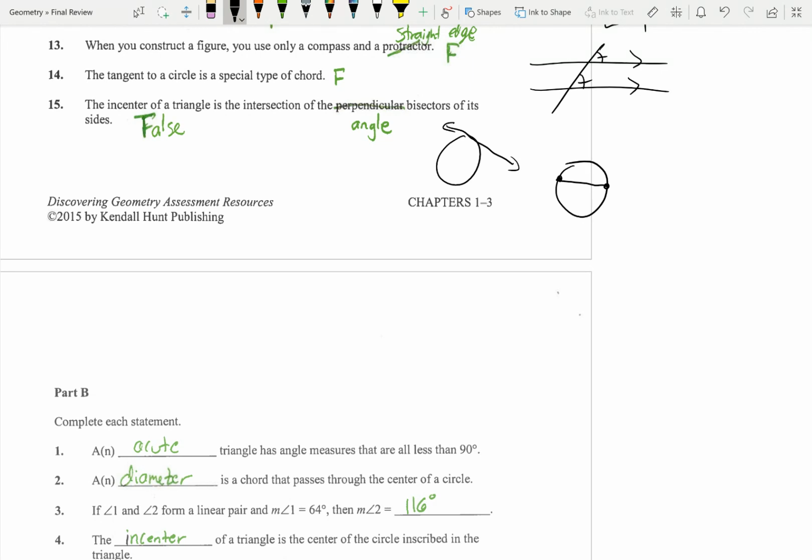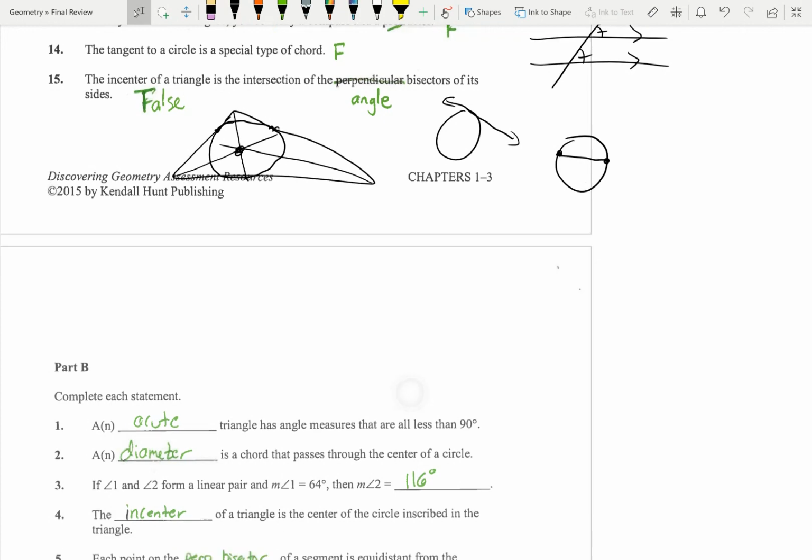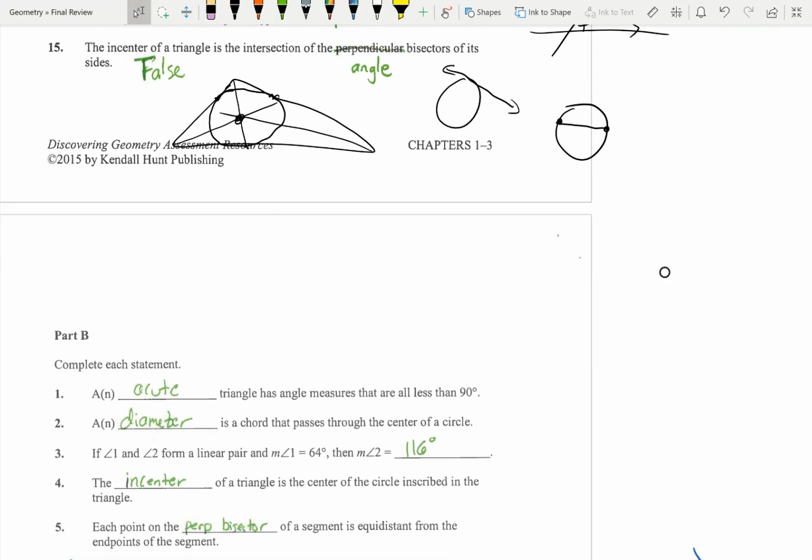The incenter of a triangle is the intersection of the angle bisectors, actually, not the perpendicular bisectors. And so, like a visual of that, if you have a triangle and you draw all of the angle bisectors, then where they intersect is the incenter. What's special about the incenter is that if you draw a circle that hits all three sides, so it's tangent to all three sides, the center of that circle will be the incenter. Okay.